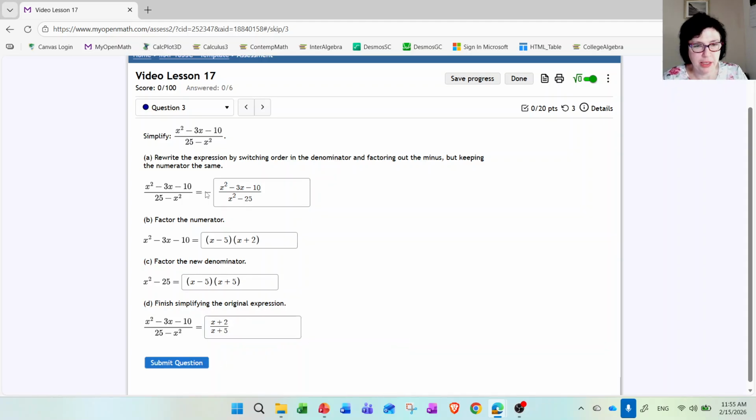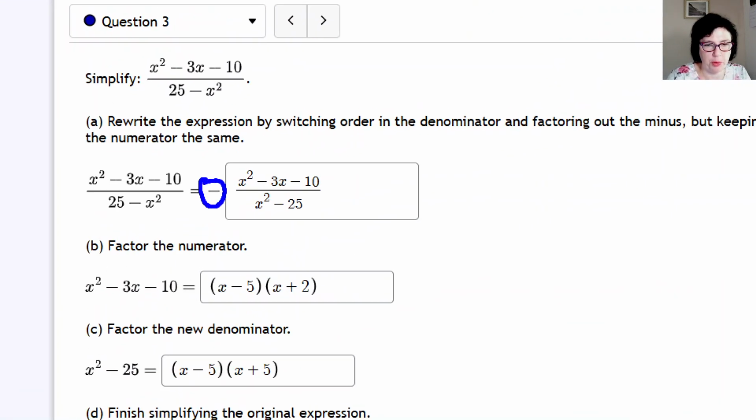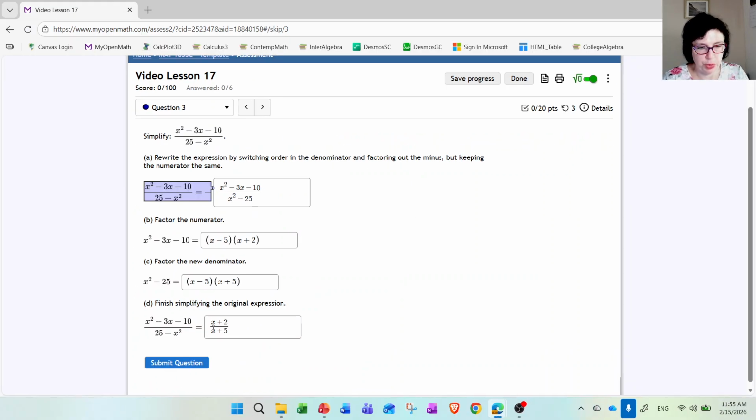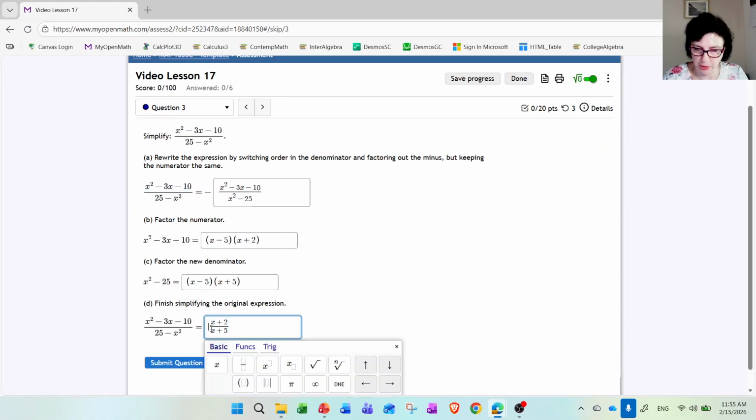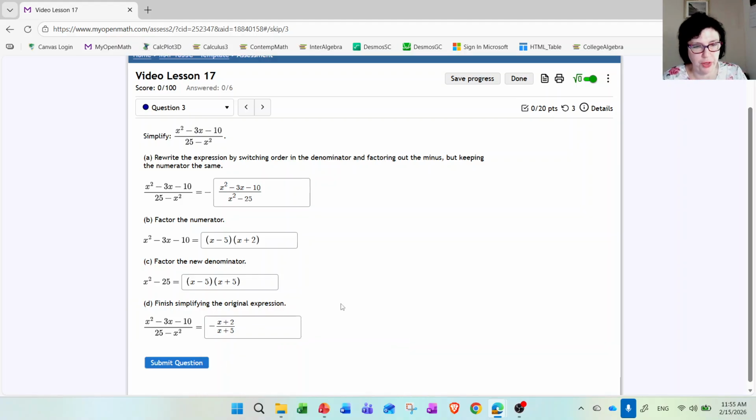However, that minus that we took out over here in the first part of the problem right here, that is actually going to stay. So this minus should be right in front of the whole thing, okay? Then it'll be correct.